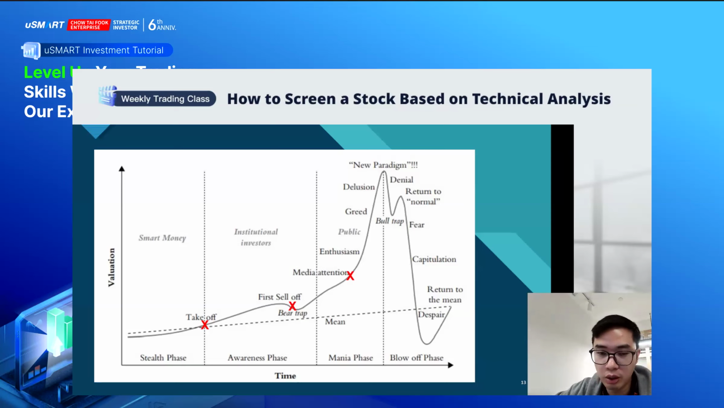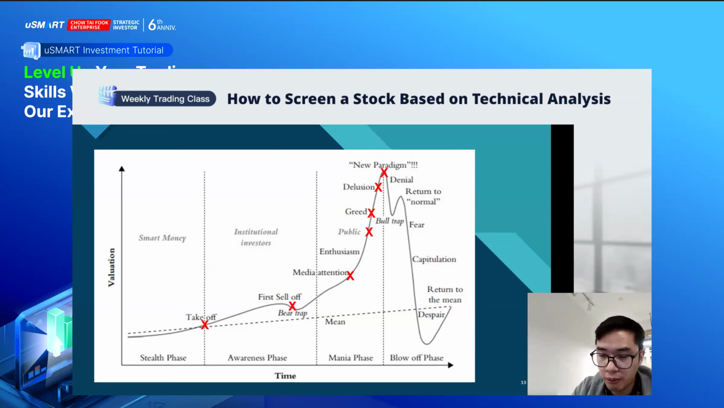So normally retailers will only get into these stocks around this phase. When we know a lot of media cover these stocks, the price usually won't be very low anymore. However, there's some room for these stocks to grow. We don't know where the exact top is, but at least we need to know where we are, approximately which phase we are in.